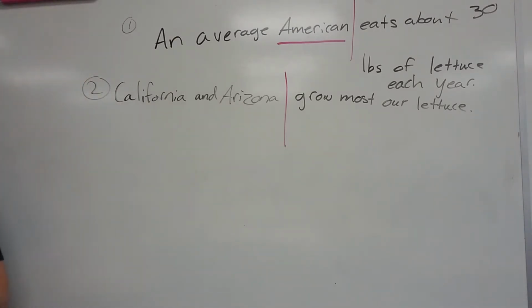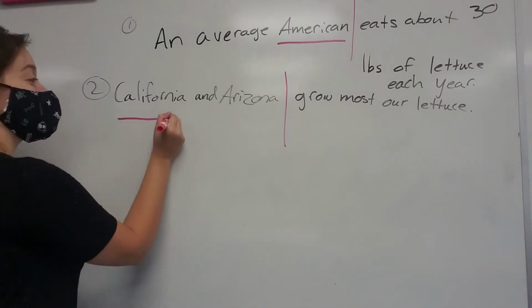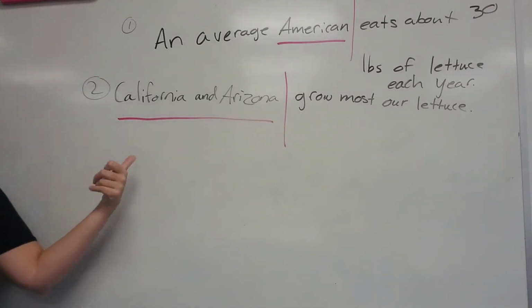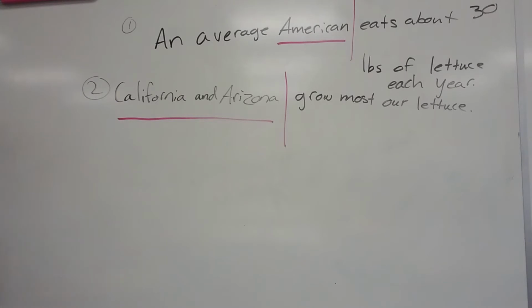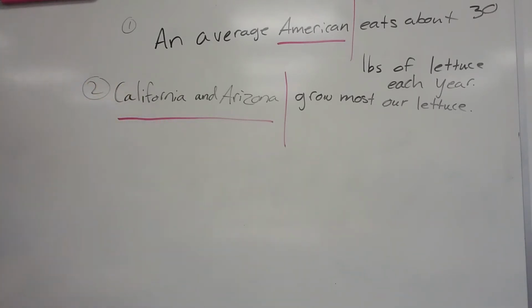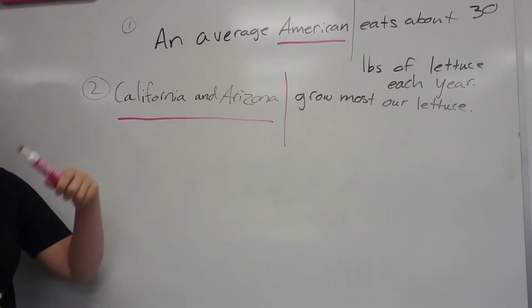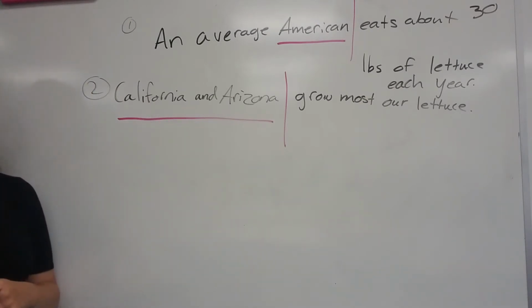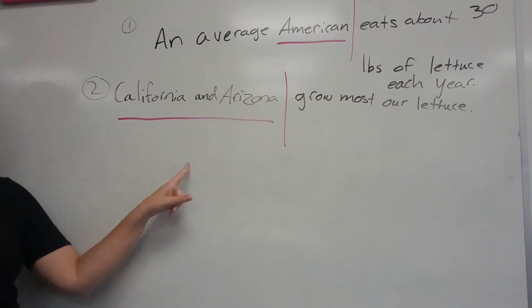Now, don't let this one trick you. What is my simple subject? Who or what is doing the action? Keegan? California and Arizona. Uh-huh. So my complete subject is also my simple subject because my subject is who or what's doing the action, right? California and Arizona are doing the action. So make sure you draw your line and you underline.